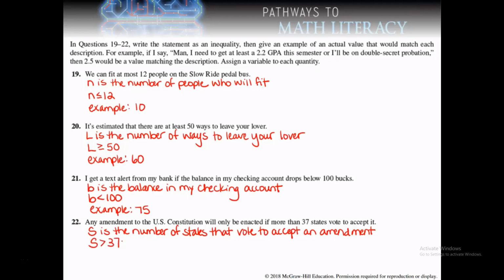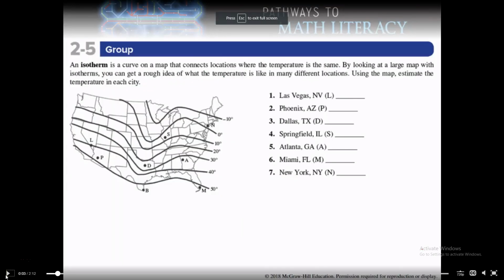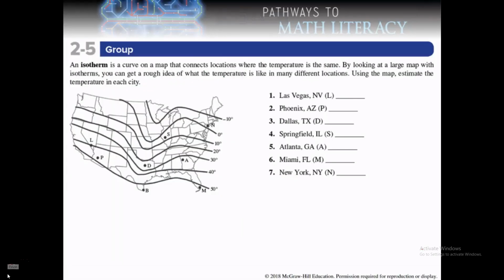Here we're using isotherms, which are curves on the map that talk about temperature. And so in number 1, it wants us to estimate the temperature in Las Vegas, Nevada. So that's L, that's over here, and that is on, if you follow this line, the 40-degree line. So it's 40 degrees in Las Vegas, Nevada.